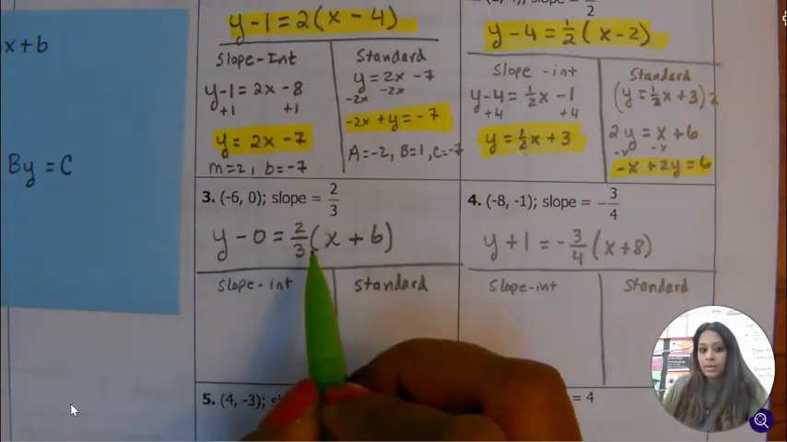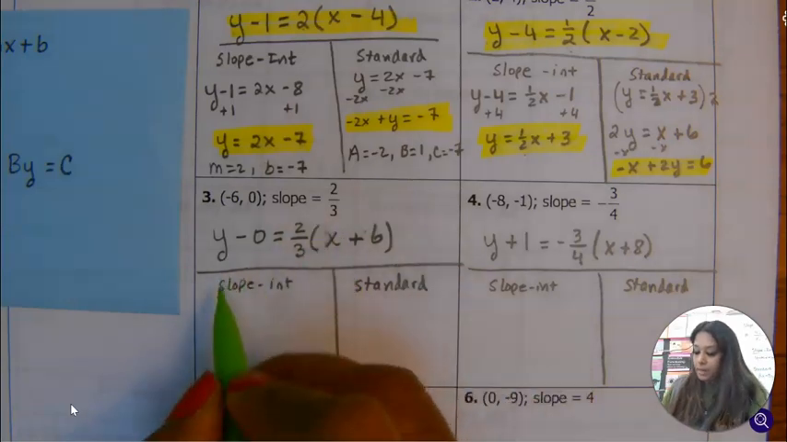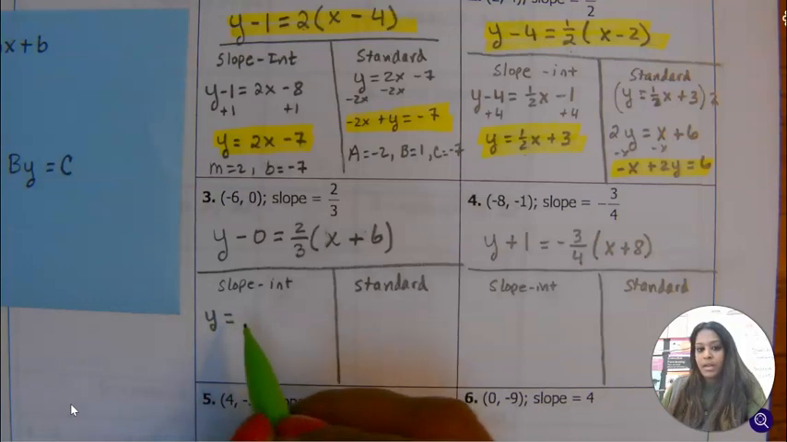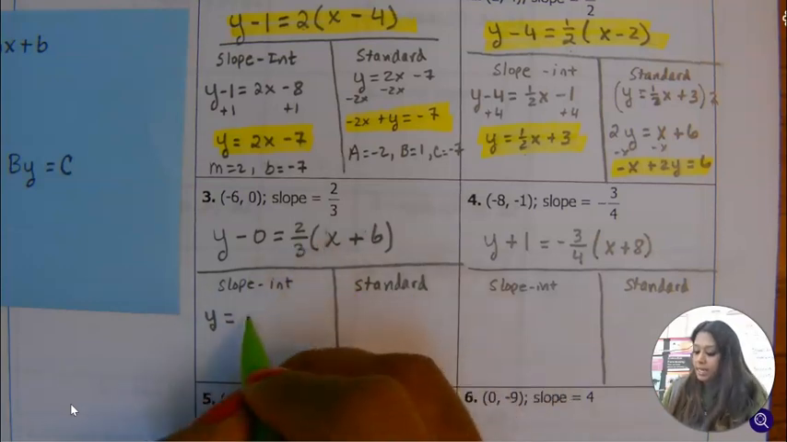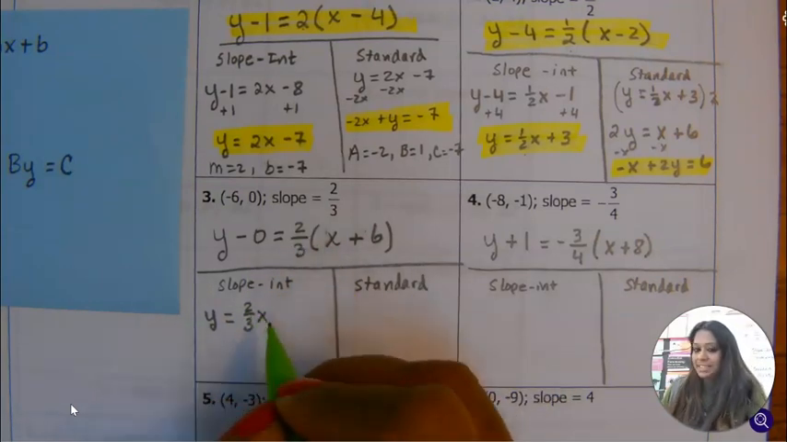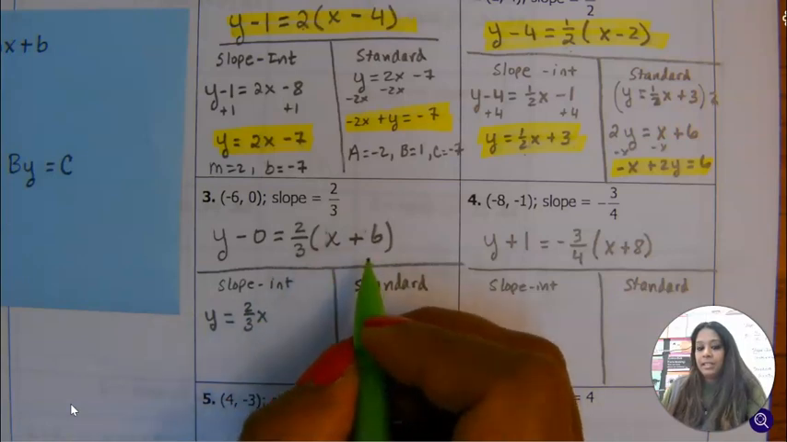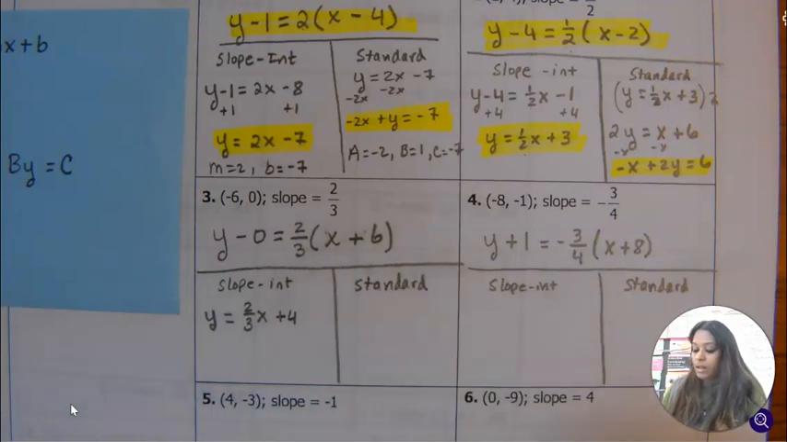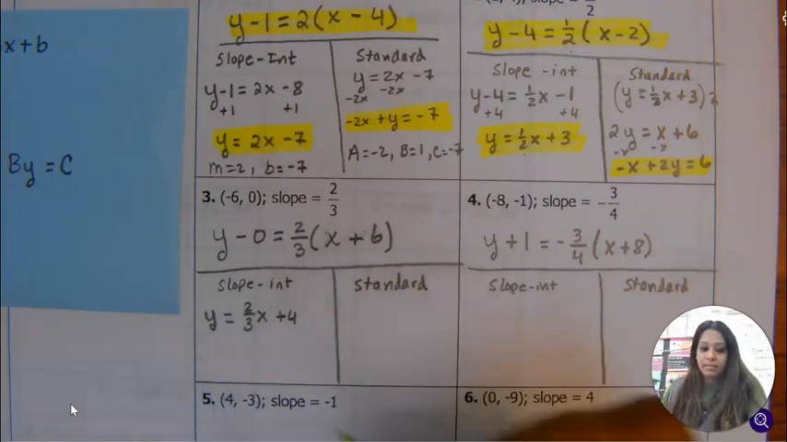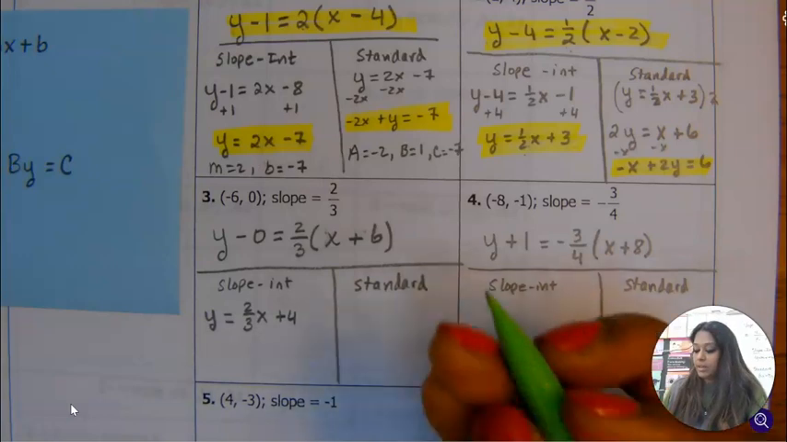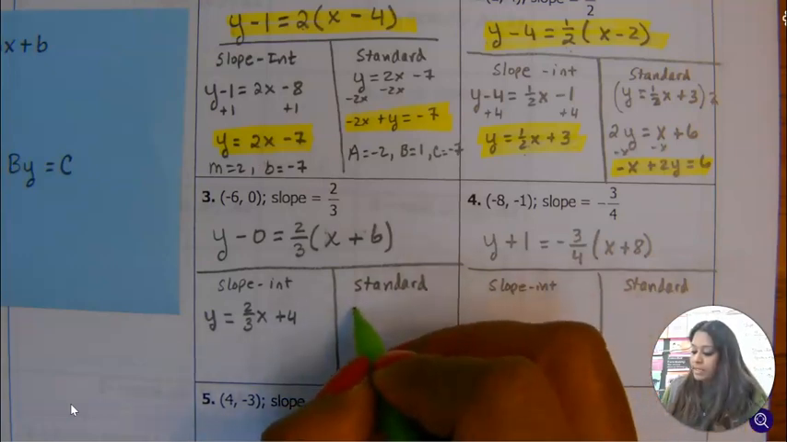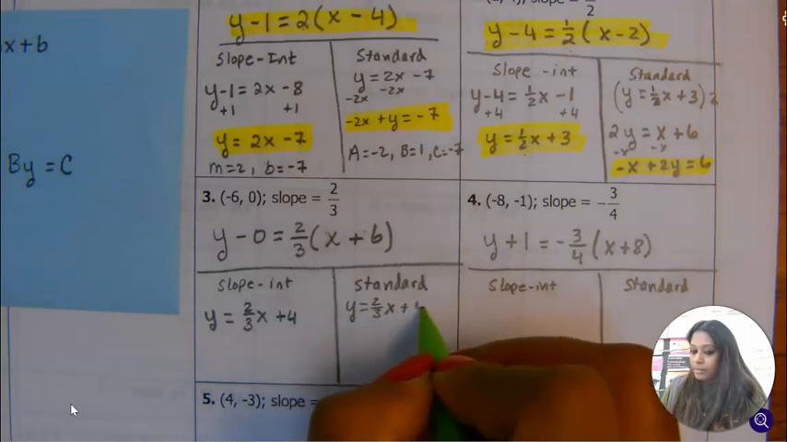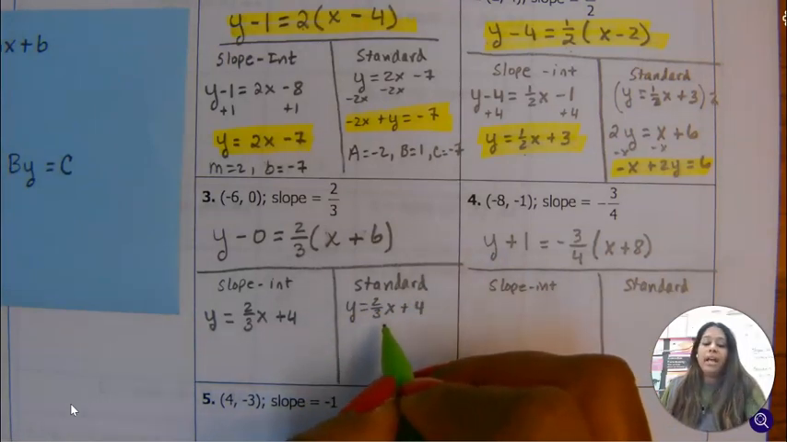Alright, so this one, we'll go ahead and distribute that. When I bring down the y minus 0, I don't really need the 0. I'll just put y equals 2/3 times x is 2/3 x. 2/3 times 6, that would be 4. And that's that. I don't have to bring anything over because that was just 0. And then to convert it into standard form, let me just copy that over real quick.